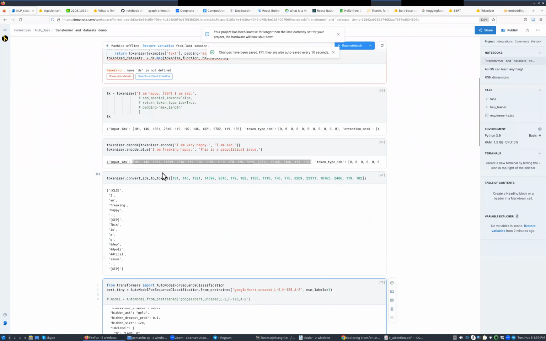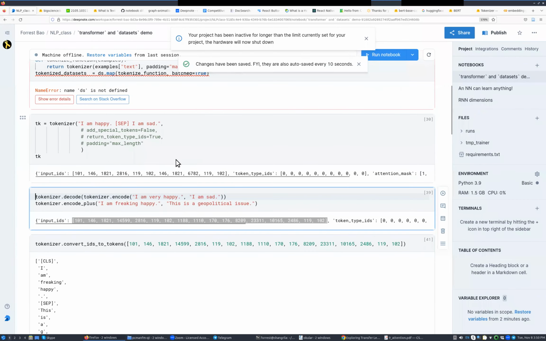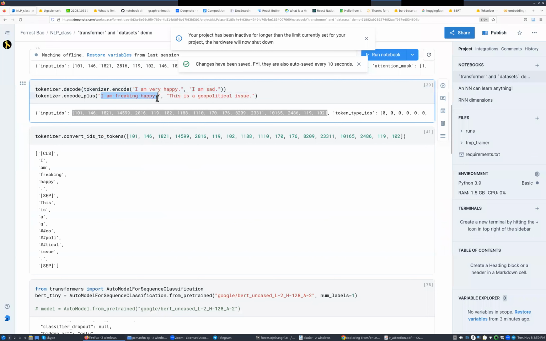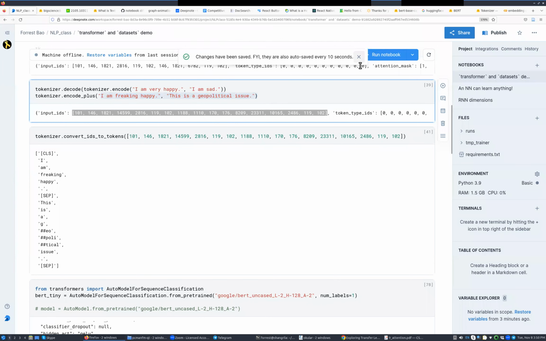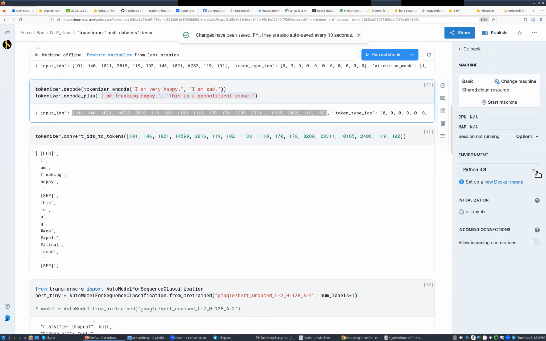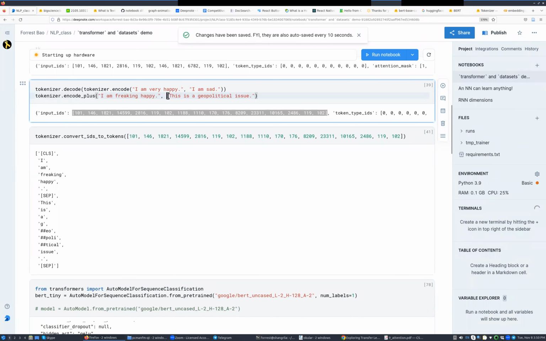So let me give you one example. Here I'm trying to encode two sentences. The first sentence is "I'm freaking happy," and the second sentence says "this is a geopolitical issue." If we do the tokenization using BERT's default tokenizer, let me start the machine because I don't want it to go to sleep. Okay, good. You can see that with the word piece tokenizer, the sentence "this is a geopolitical issue" will become this. Now, do you see anything interesting? You see the word geopolitical got broken down into different parts.